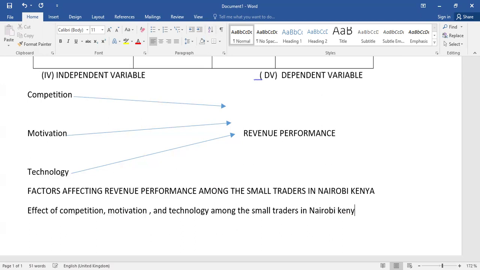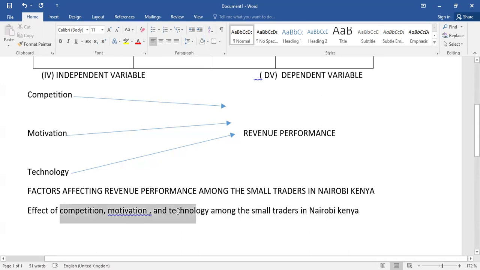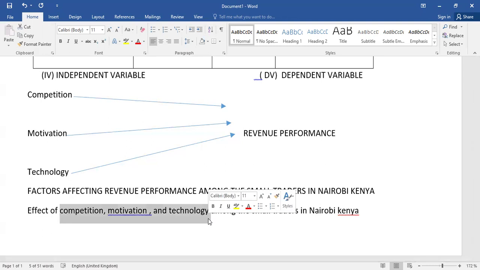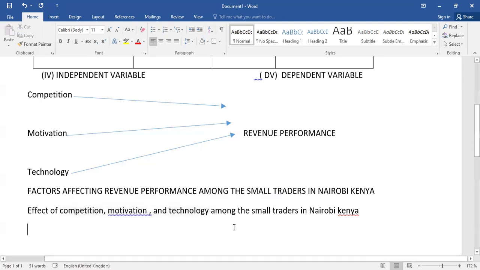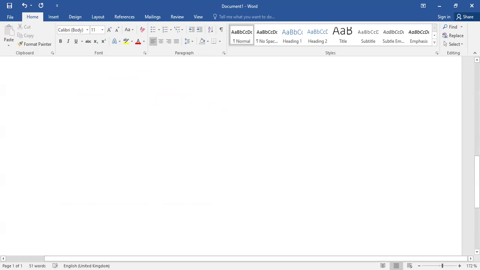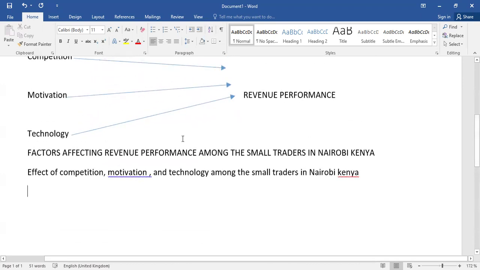Guys, this thing is still the same. In the other scenario, I just wrote the factors. Instead of writing factors, I've just written the effect now. I have also listed the factors: competition, motivation, and technology affecting the small traders in Nairobi, Kenya. Now you know, the first step is the research problem. That is the first process. Number one is the research problem.